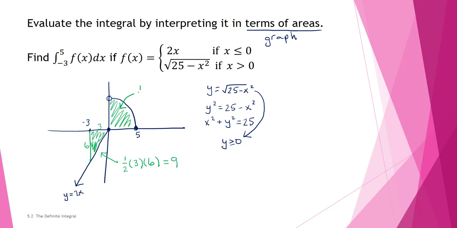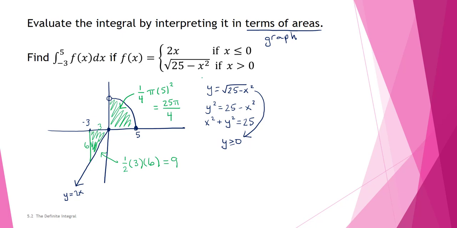the area is 1/4, and the area of a circle is pi r squared, so we have pi times 5 squared, or in other words, 25 pi divided by 4.